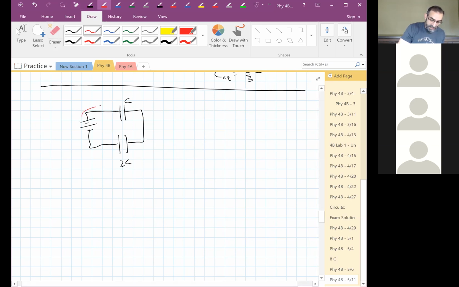If the current could go through these capacitors, it would go through one, and then it would go through the other one. There are no forks in the road. There are no branches for it to split off and take another path. These are in series.